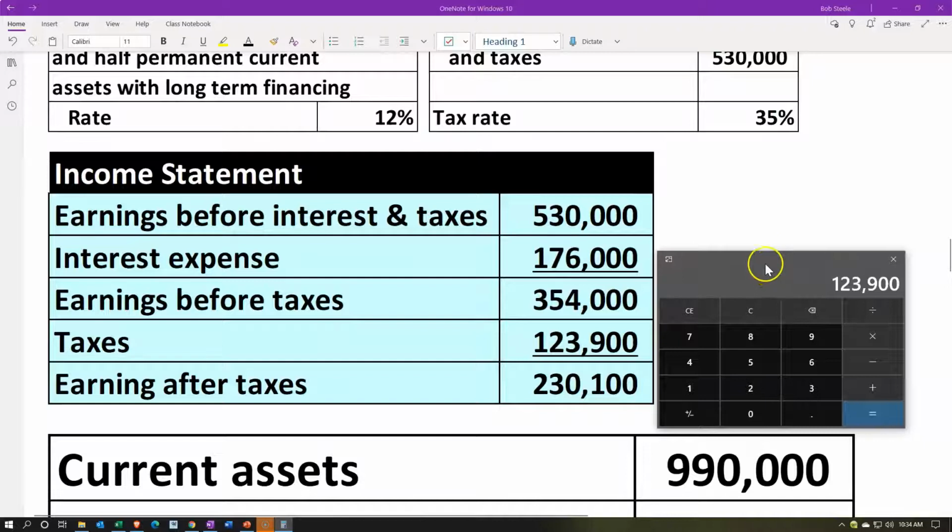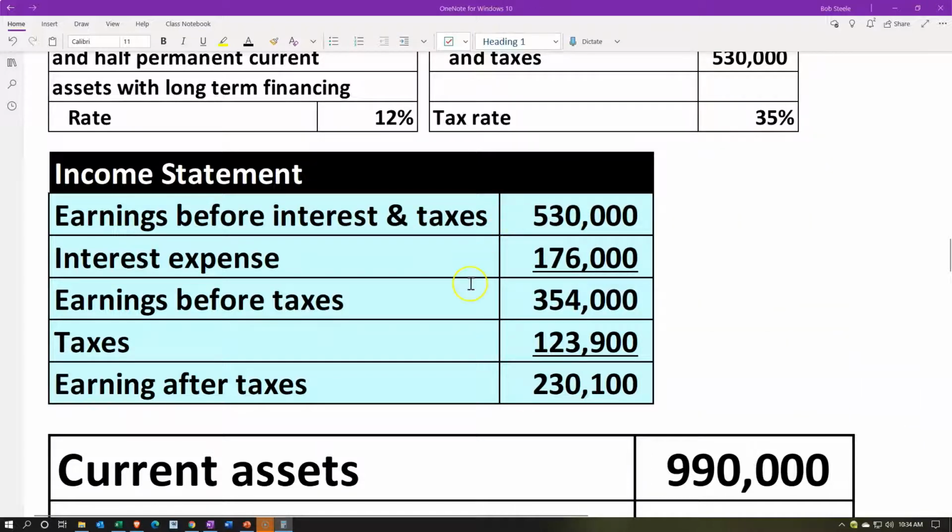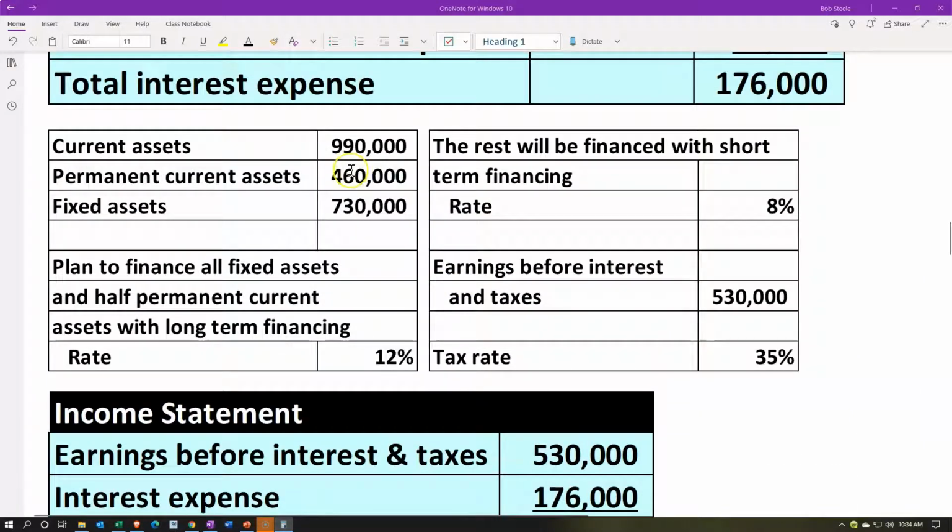Now, once we have this information, we could start to adjust it if we so choose and use this breakout that we had up top between the permanent current assets and the temporary current assets as a guide to help us think about how aggressive we want to be with this information.